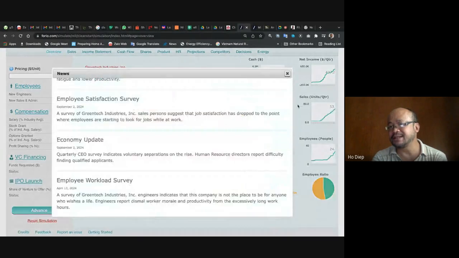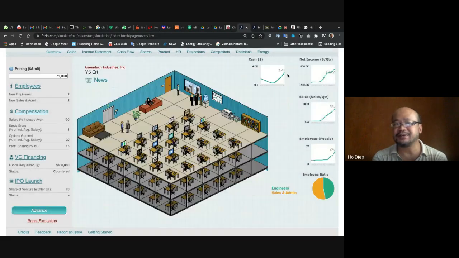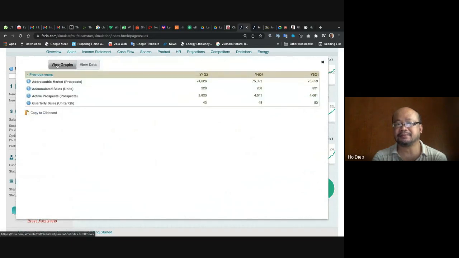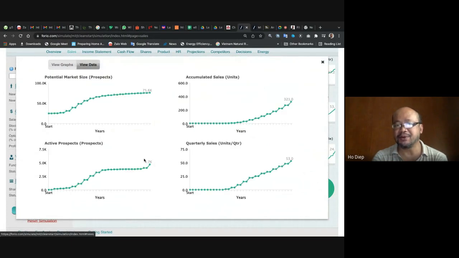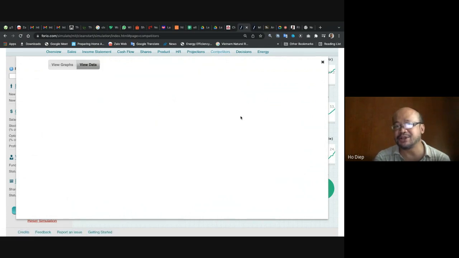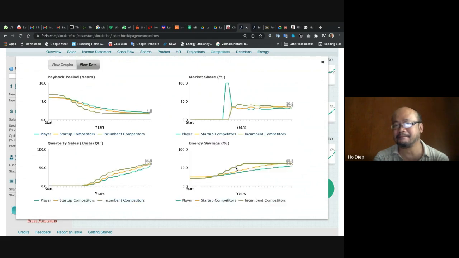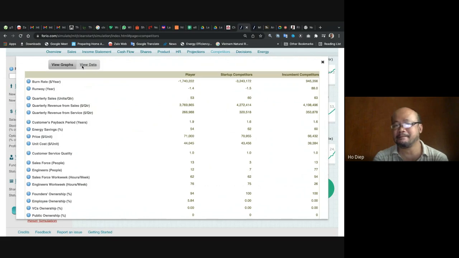Okay, our profit is still increasing. Our sales are still increasing. Number of employees still increasing. Everything's still looking good. Let's check on our sales. Good. We're growing faster than the market, which is good. And let's check on our technology. Our technology is 1.9 and 1.6, still 0.3 of a year apart.